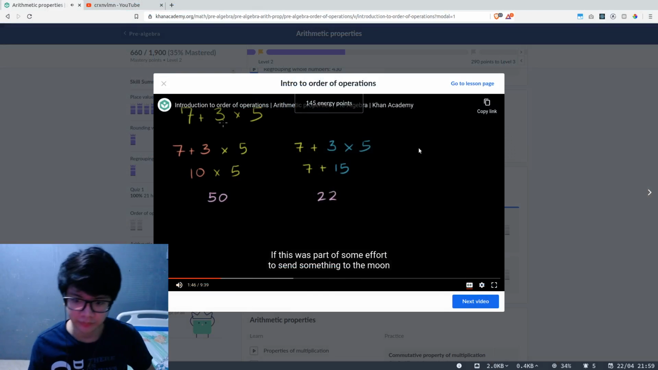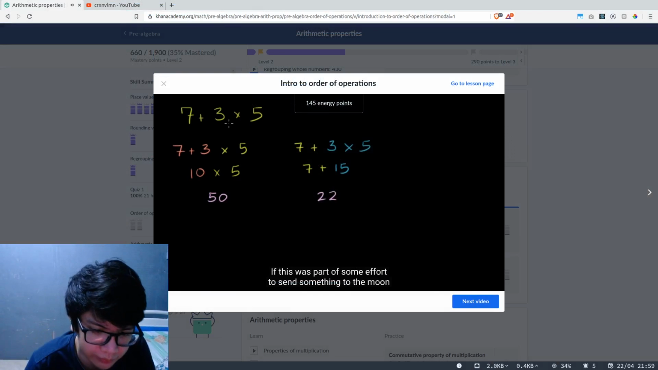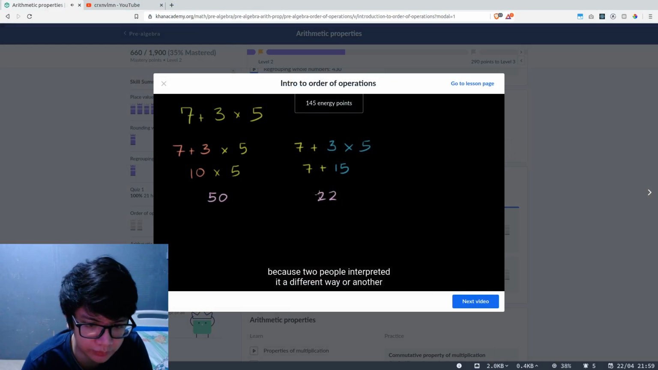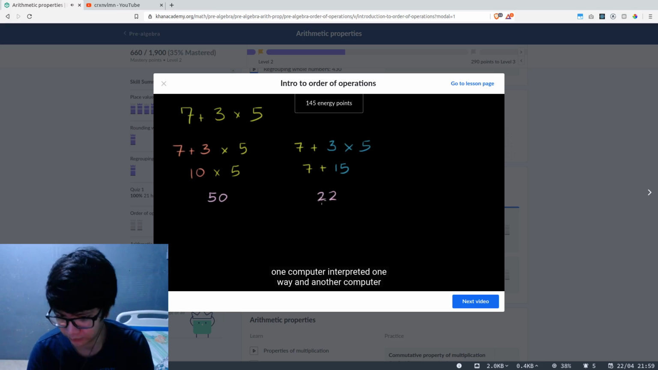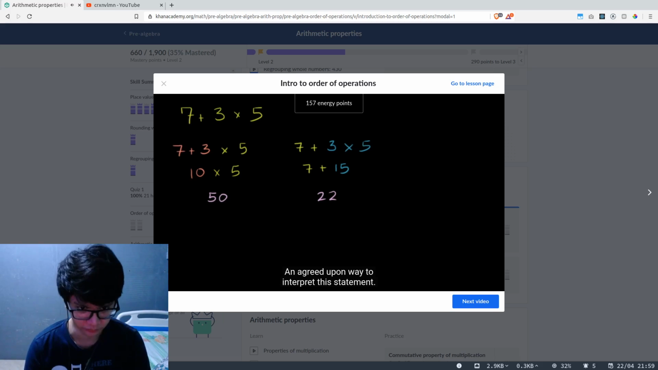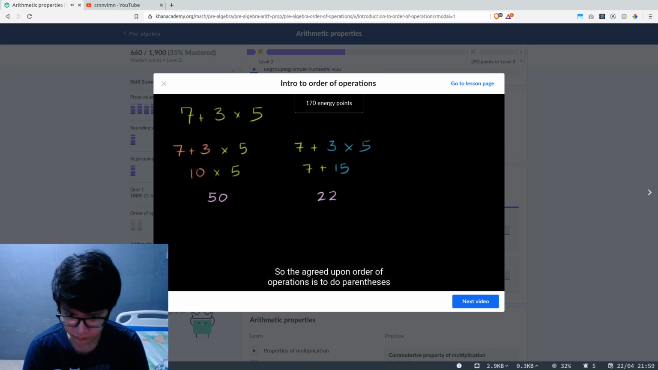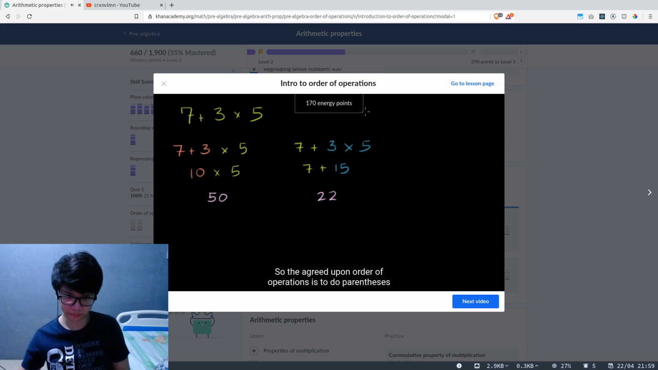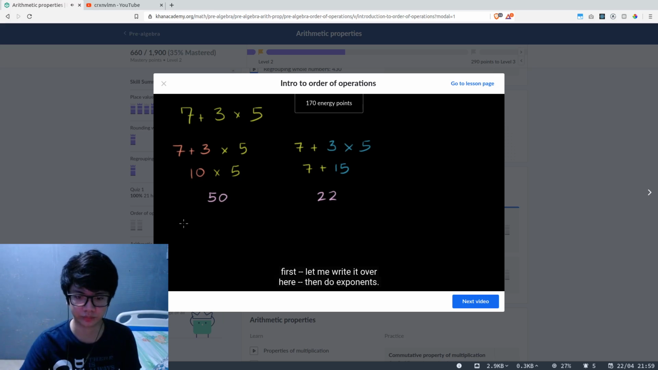If this was part of some effort to send something to the moon, because two people interpreted it a different way, or one computer interpreted it one way and another computer interpreted it another way, the satellite might go to Mars. So this is just completely unacceptable. That's why we have to have an agreed upon order of operations, an agreed upon way to interpret this statement. The agreed upon order of operations is to do parentheses first.